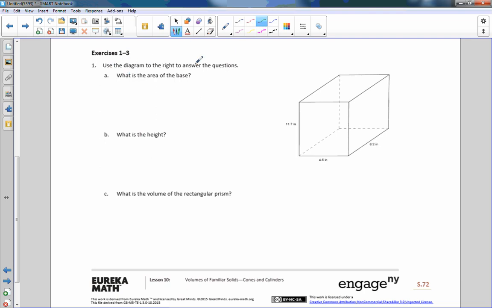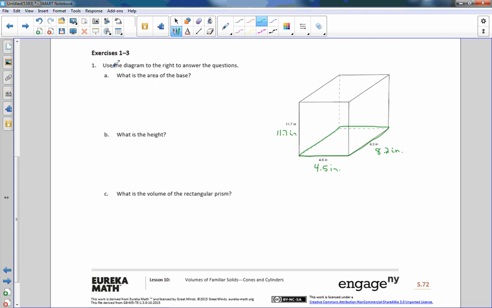Use the diagram to the right to answer the questions. What is the area of the base? Well, the base is this portion here. The bottom of the box that's sitting on the floor, that is the base. Okay, the resolution isn't the best in my projection here, so I'll write these in. This is 4.5 inches. This one says 8.2 inches. And this one is 11.7 inches. Just in case that's hard to read.